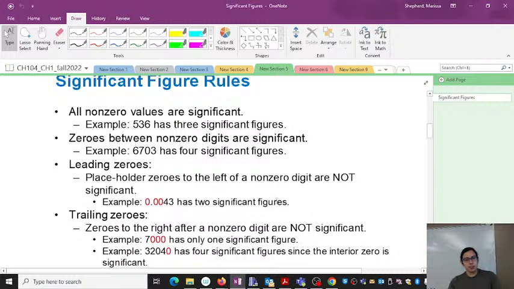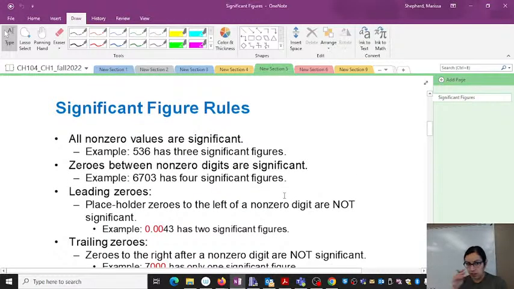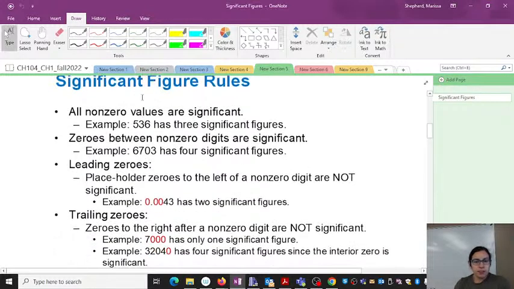All right, so let's look at these sig fig rules, and then we'll go over how the math and everything works with them. So with our significant figures, the first rule is pretty self-explanatory. All non-zero values are significant. Does that make sense, right? If it's a number, it's important, we want to record it, and it's significant. And so this one, 536, 3 digits, 3 significant figures.